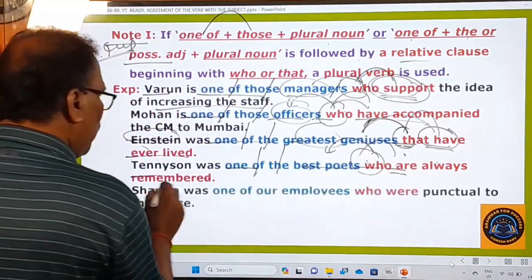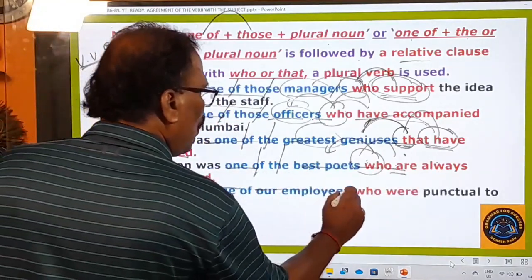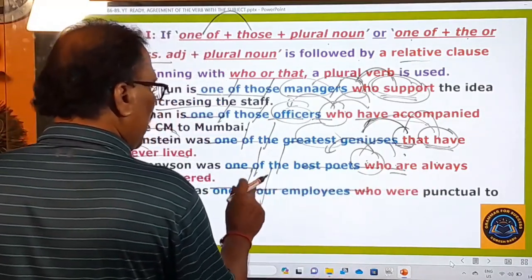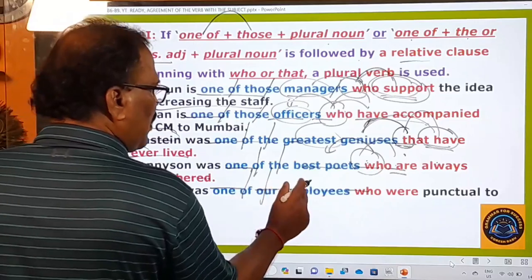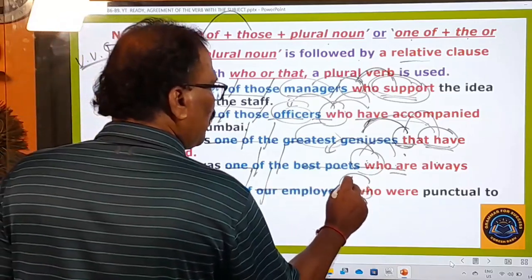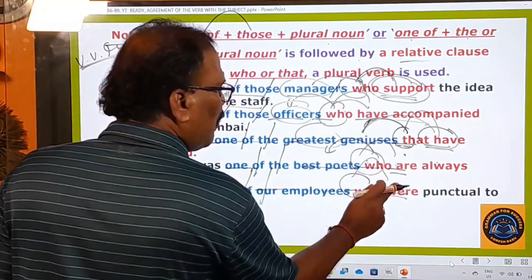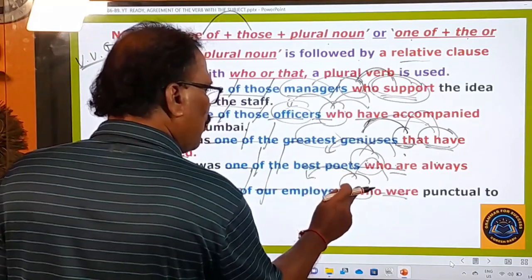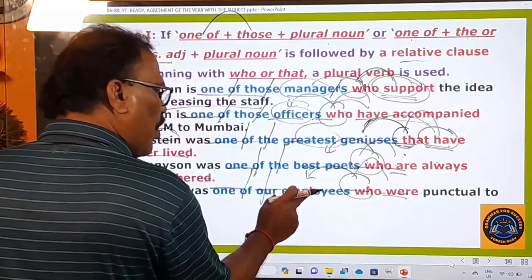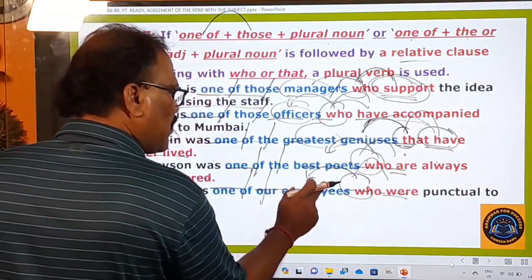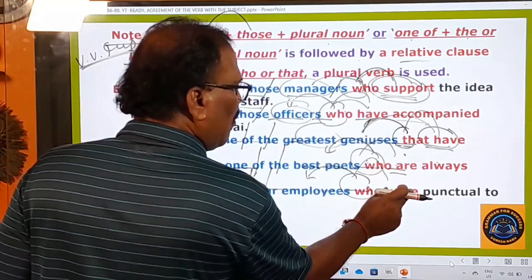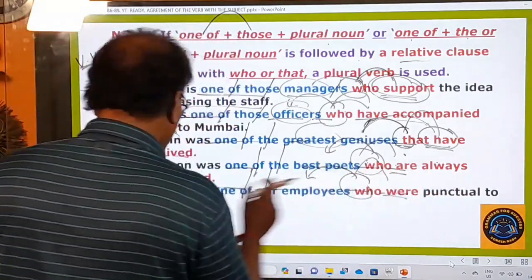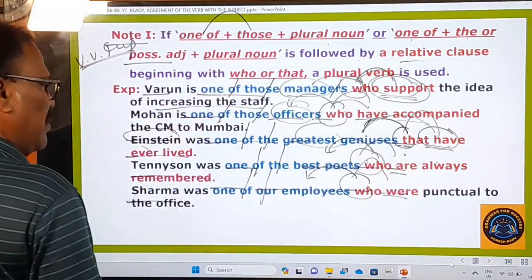And here, Sharma was one of our employees who were punctual to the office. So here, one of is there, our is a possessive adjective, employees. After who, this relative pronoun, what is used? Were is used, a plural verb. Why? Because of the antecedent of this who. What is the antecedent of who? Employees. Employees is plural, and that's why, according to this, we use the plural verb here. That is there. Please, this is a very interesting one.